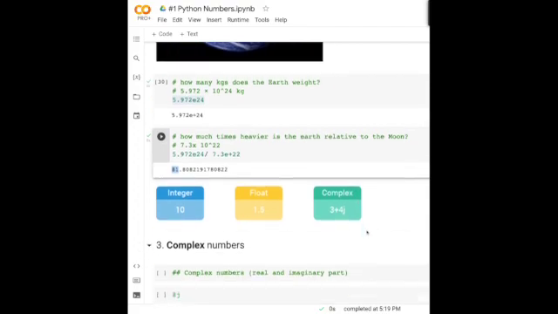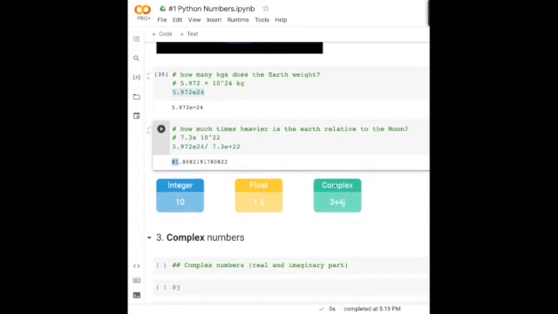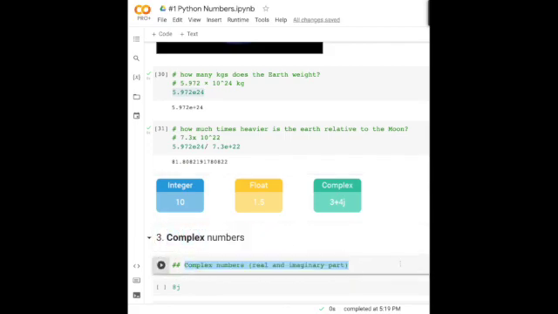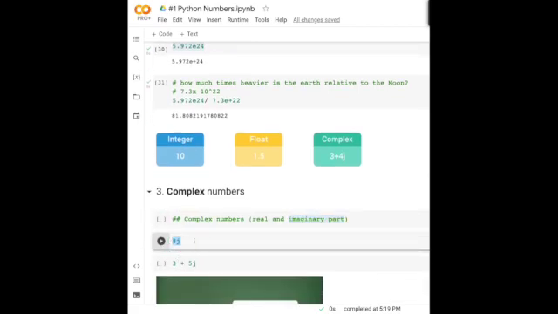Now, the final type of numbers in Python, numeric type, is that of complex numbers. And complex numbers is one that is not used very often, but it's one that you should know exists. And so knowing that it exists, it's real plus the imaginary part type numbers. So 8 plus j, where 8 is the real part and j represents the imaginary part.